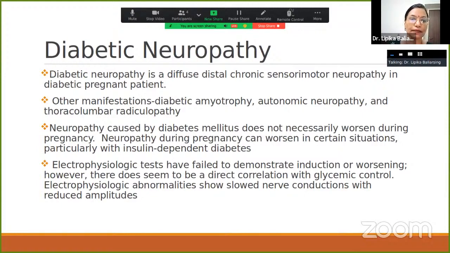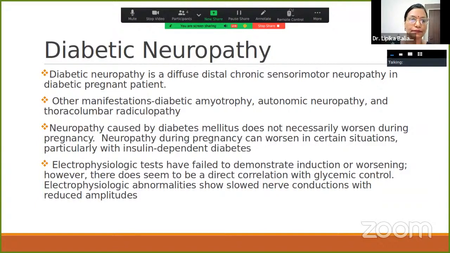A neuropathy caused by diabetes mellitus does not necessarily worsen during pregnancy. So it is very important to make the patient and the relatives understand this point. Neuropathy during pregnancy can worsen in certain situations, particularly with the IDDM kind of diabetes. And electrophysiological tests have been done, but they have failed to demonstrate induction or worsening in this period, while delivering or receiving spinal or epidural anesthesia.